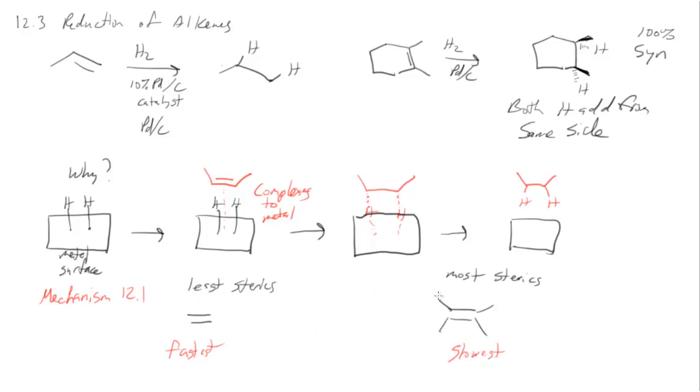So this one's unsubstituted, this one's tetrasubstituted. So unsubstituted is better than mono, is better than di, is better than tri, is better than tetra, as far as the rate of reaction with H2 and palladium on carbon. So we can use this hydrogenation to help us better understand alkene stability.